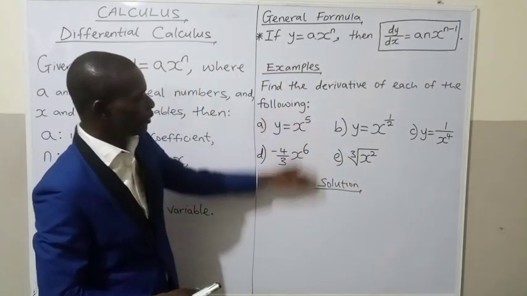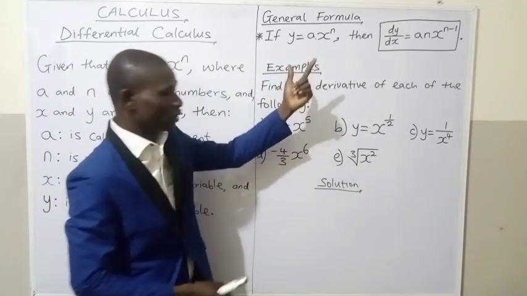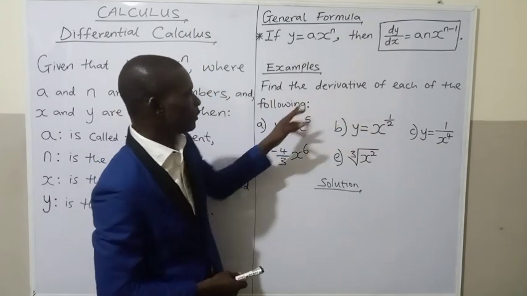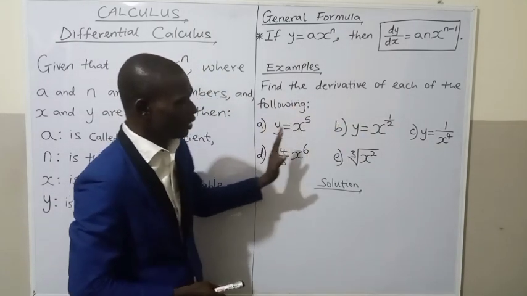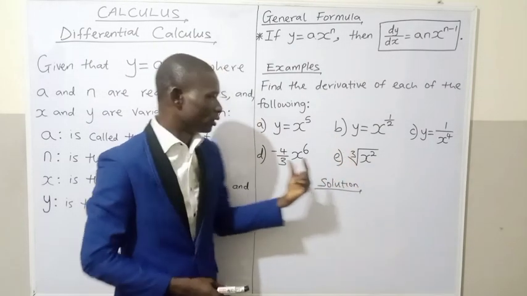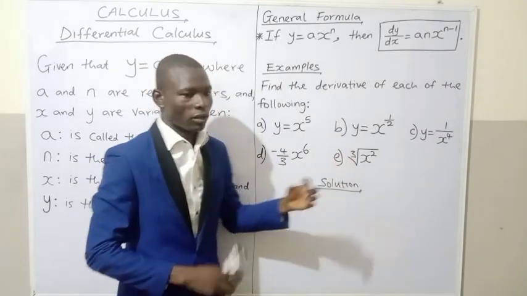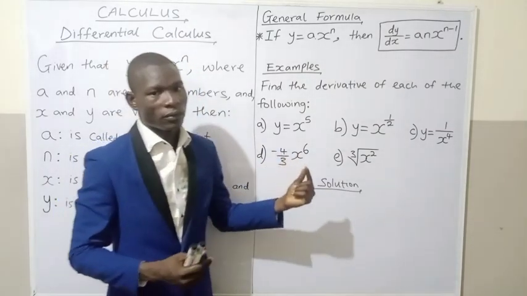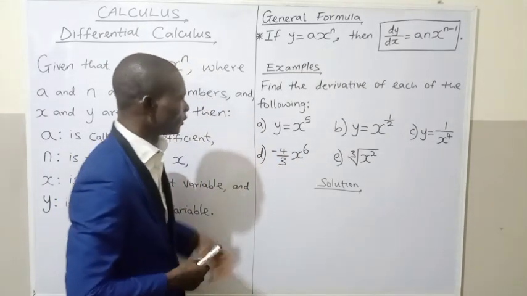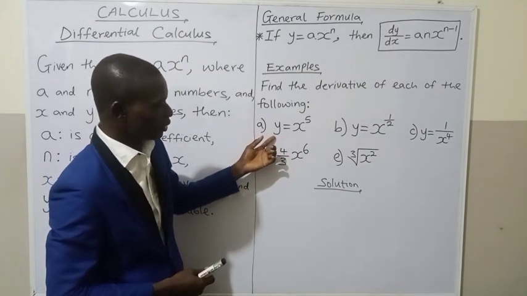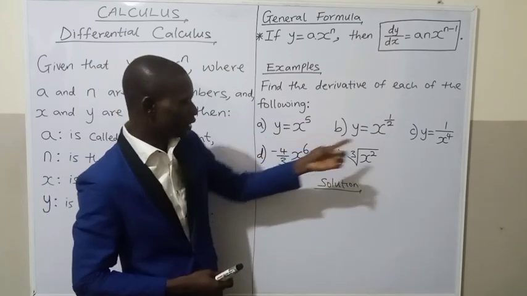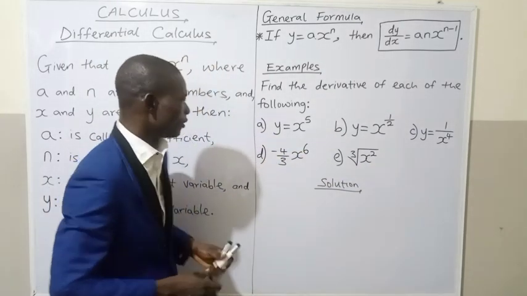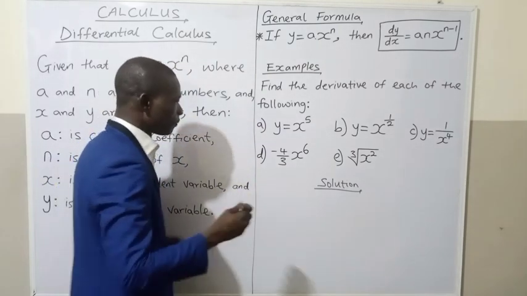Now, we have the following examples with which we are going to explain that concept better. The example says, find the derivative of each of the following. I was careful in selecting these questions, because I wanted to cater for different aspects of this differentiation or derivative, as you may want to call it. So this example A, B, C, D, and E, you'll be seeing different concepts under each and every one of them. So let's go with A first.